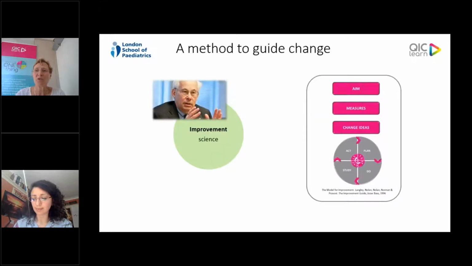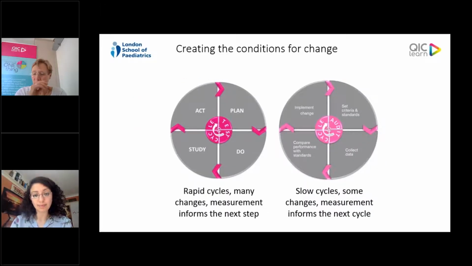So this brings me on to the fourth science, if you like, improvement science, which is now my day job, and the model for improvement, which is one of the methods that we use to manage change. If you are familiar with improvement of any sort, you're probably familiar with this cycle on the left, which is the plan, do, study, act cycle. And on the right, I've put the audit cycle. I have had some really interesting conversations with doctors over the years about them being the same or different. They are very definitely different, and they have some similarities.